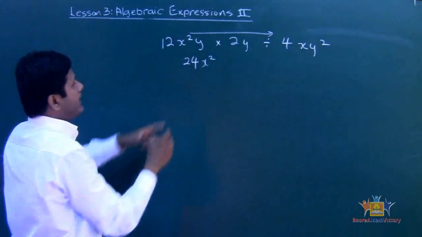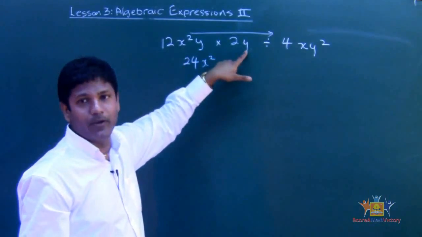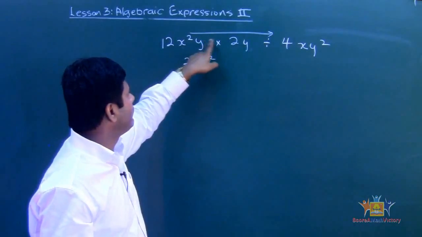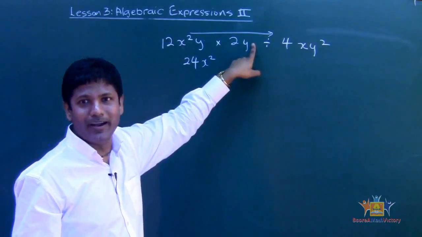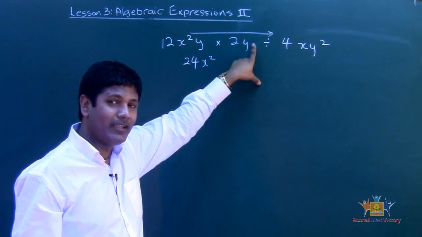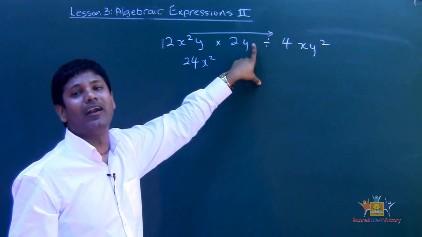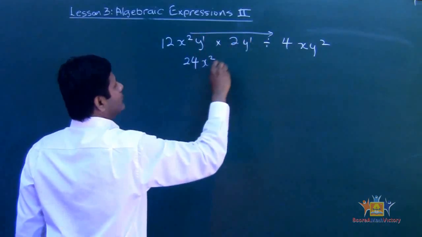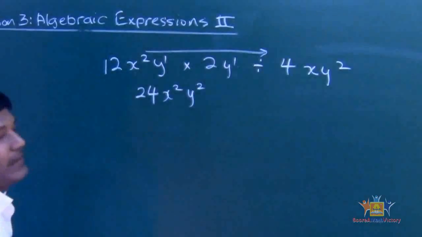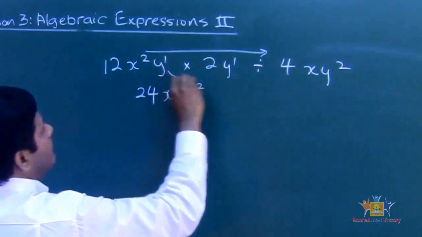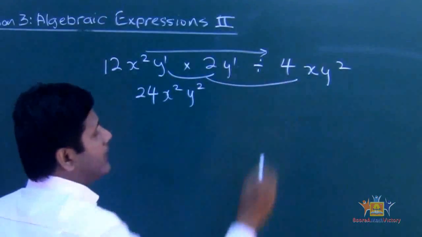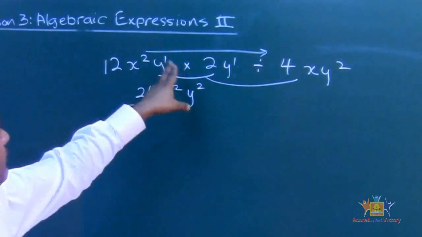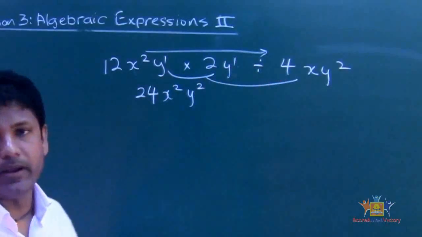Now what about y? Y and y. What is the power for y there? 1. When you multiply, you add the powers. So 1 here, 1 here, we add, and that gives me y to the second power. Now we're pretty much doing the pairing method. We paired that, we solved it. Now we're going to take that one and divide.